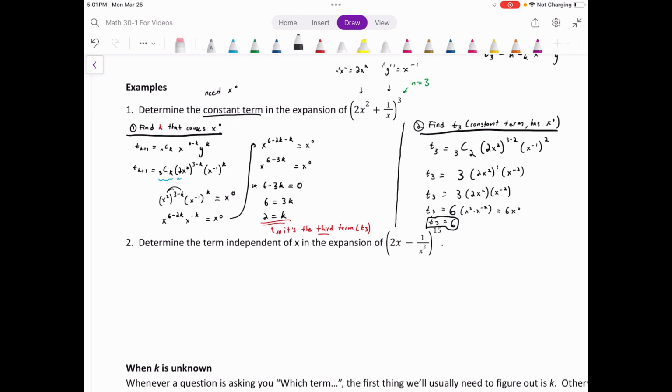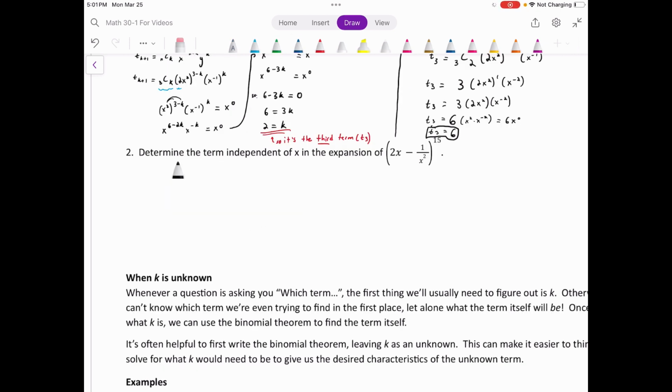Okay, let's try another one here. Determine the term independent of x. Okay, that's just another way of saying the constant term. Constant means it's independent of x. Like 3x is dependent. If I asked you how big is 3x, you would say, well, it depends on x, right?